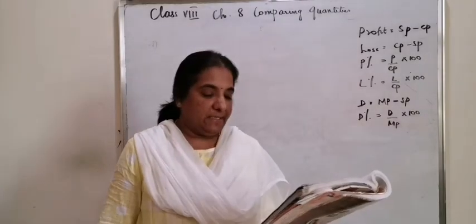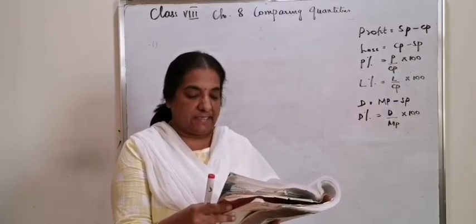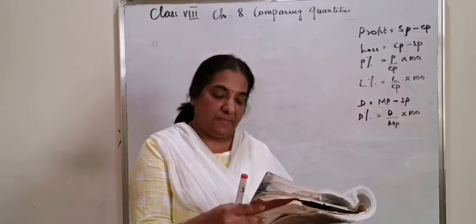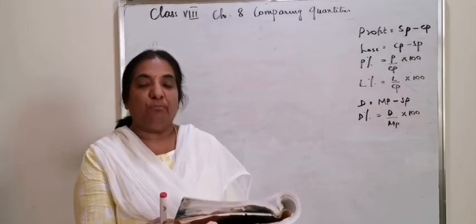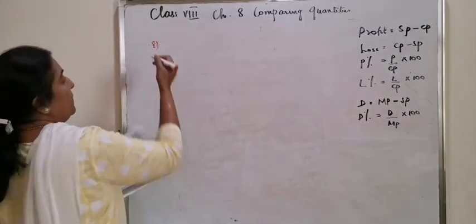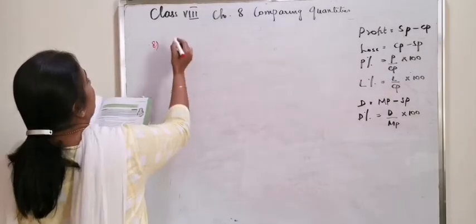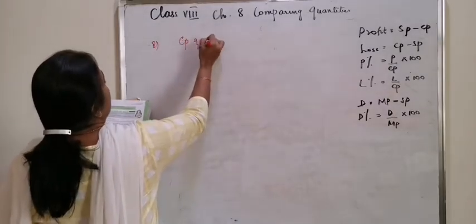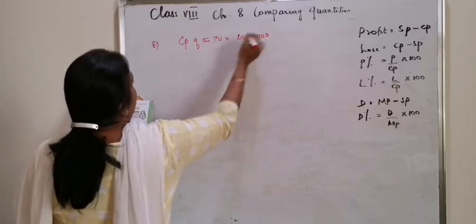Question number 8. The price of a TV is rupees 13,000. The sales tax charged on it is at the rate of 12%. Find the amount that we now have to pay if we want to buy the TV. So the sales tax is always an extra amount you have to pay to the shopkeeper. The price of the TV, or the cost price of the TV, is equal to rupees 13,000.